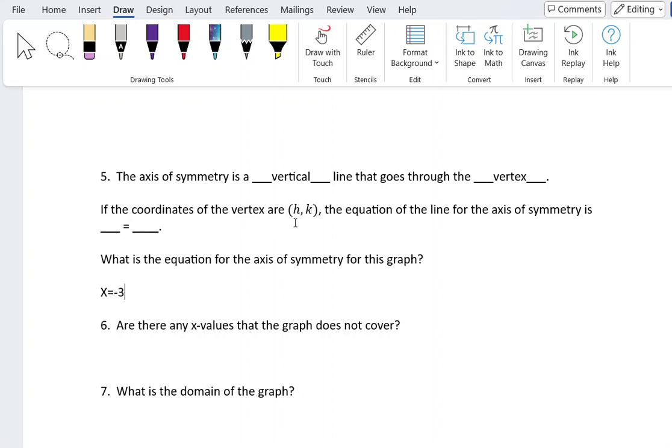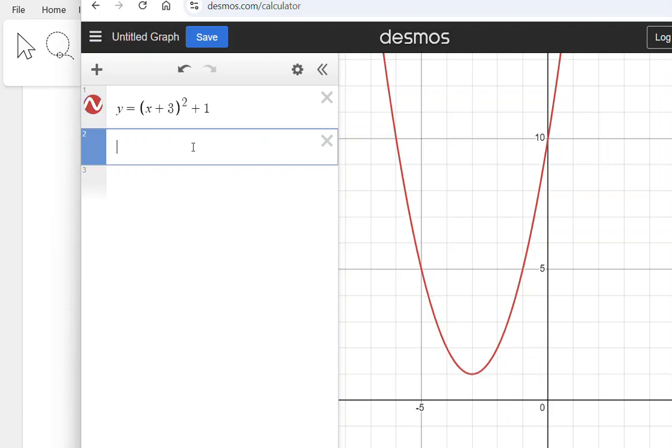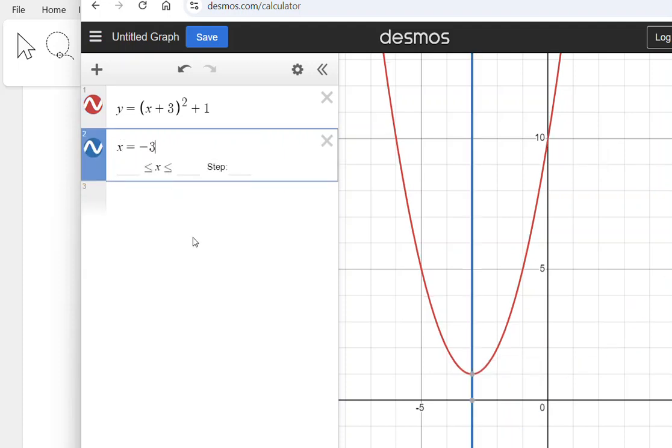If the coordinates of the vertex are (h, k), then the line for the axis of symmetry would be x equals h. So whatever your x-coordinate of your vertex is, the axis of symmetry is x equals that number. I'll add that to my graph here, x equals -3, just to check that it's the correct equation, and I can see that it is, because that blue line is the axis of symmetry for the parabola.